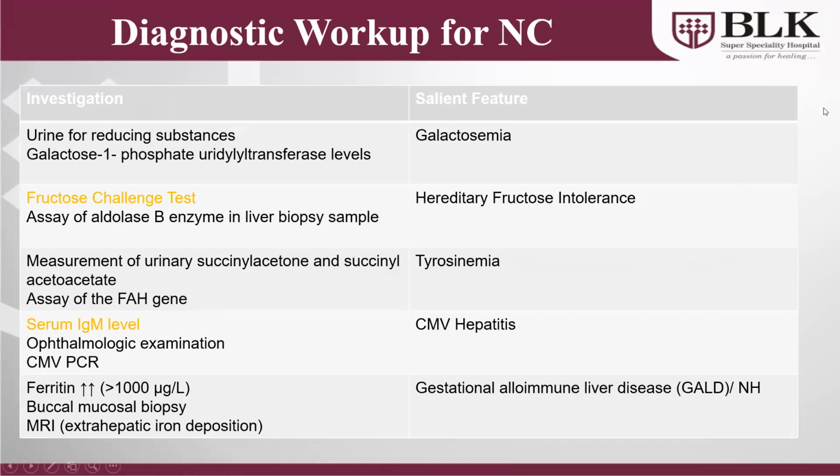So there are specific diagnostic tests. If you are suspecting galactosemia, then you should go for urine for reducing substance or galactose 1-phosphate uridyl transferase level. If you are suspecting HFI, then enzymatic assay in liver biopsy sample. If you are suspecting tyrosinemia, then again the genetic test or the measurement of urine succinyl acetone or succinyl acetoacetate. If you are suspecting CMV hepatitis, then a good ophthalmologic examination and a blood CMV PCR, quantitative or qualitative level.